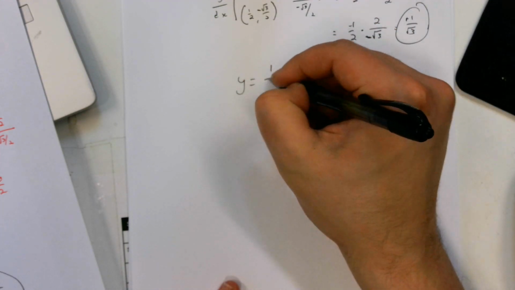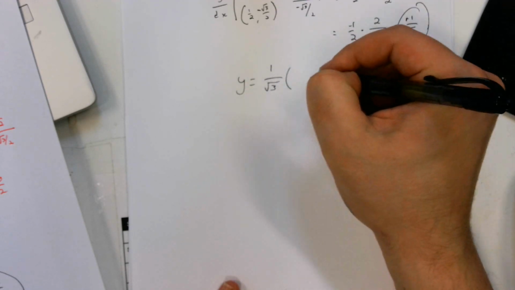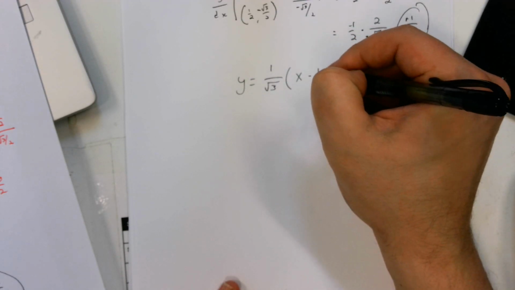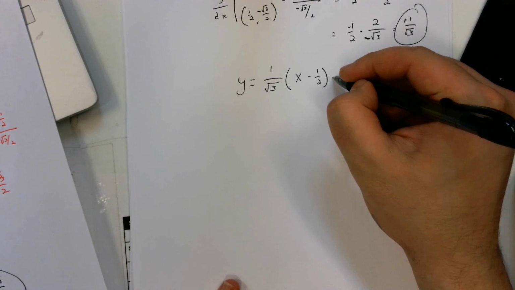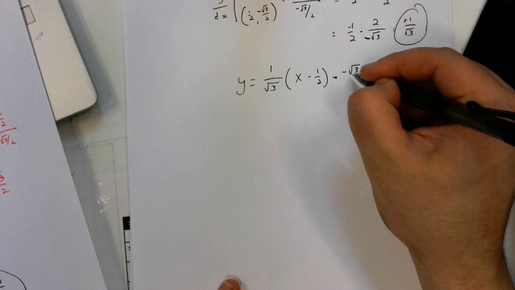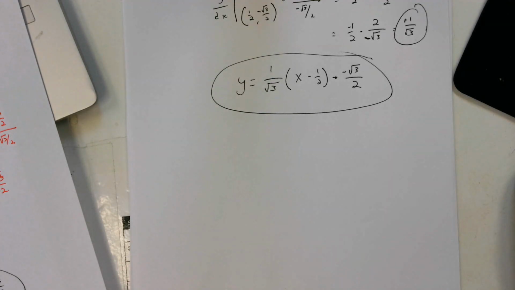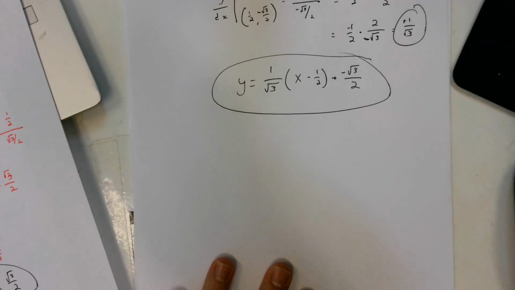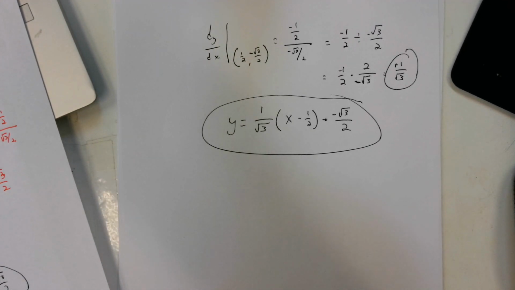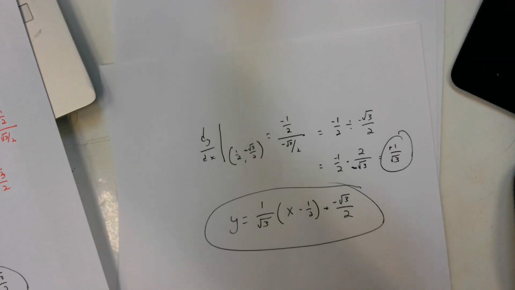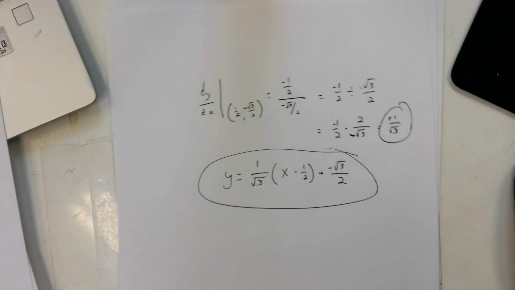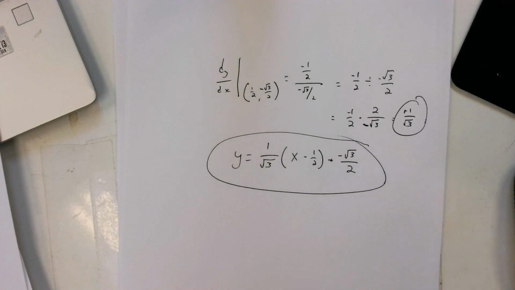y equals positive 1 over root 3 times x minus 1/2 plus negative root 3 over 2. This is actually a good video too for Unit 3, but if you're still in Unit 3 in AP Calc, you should stop watching because things are about to get a little wild. Because what if I wanted the equations of the line horizontal and tangent to the curve?